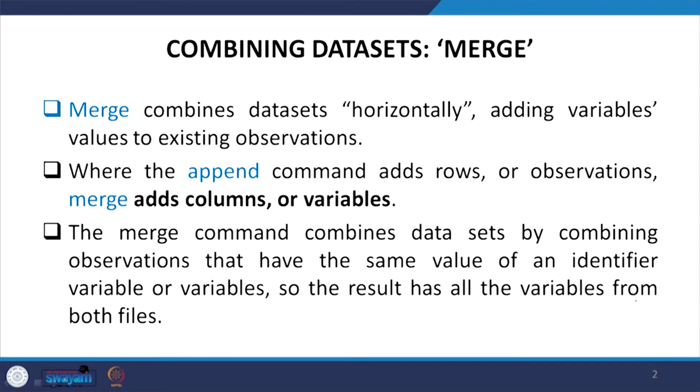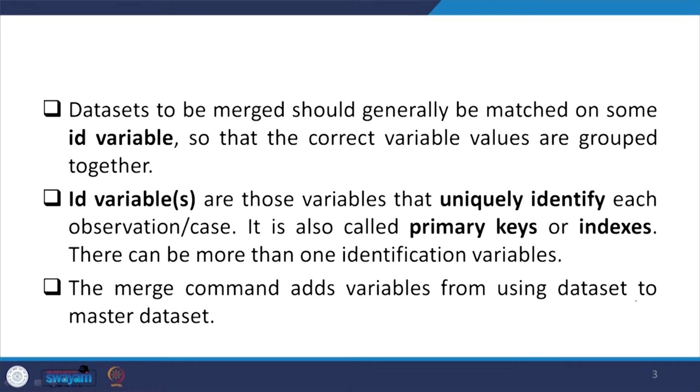Where the append command adds rows or observations, merge adds columns or variables, in simple language. The merge command combines data sets by combining observations that have the same value of an identifier variable or variables. So, the result has all the variables from both the files.